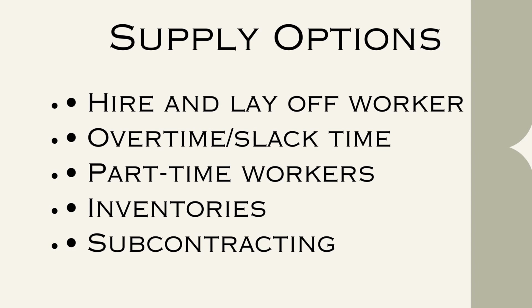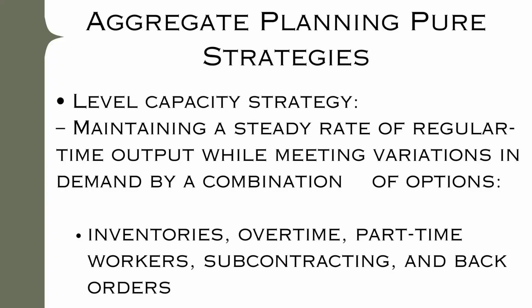Last is the subcontracting. Companies can outsource specific production activities to external suppliers or subcontractors. These options allow them to utilize additional resources and production capacity without incurring the cost of extending their facilities or hiring more workers. This is aggregate planning pure strategies. Level capacity strategy is maintaining a steady rate of regular time output while meeting variations in demand by a combination of options like inventories, overtime, part-time workers, subcontracting, and back orders.